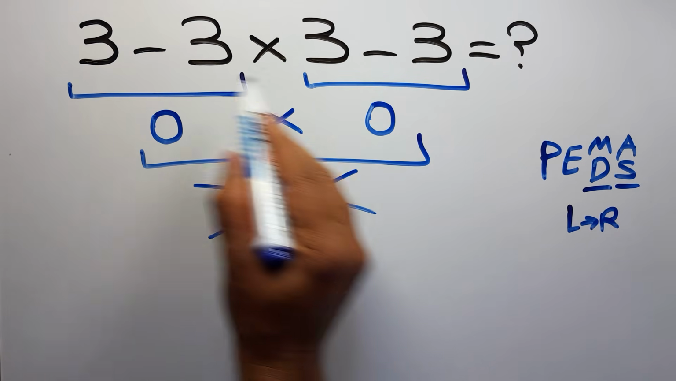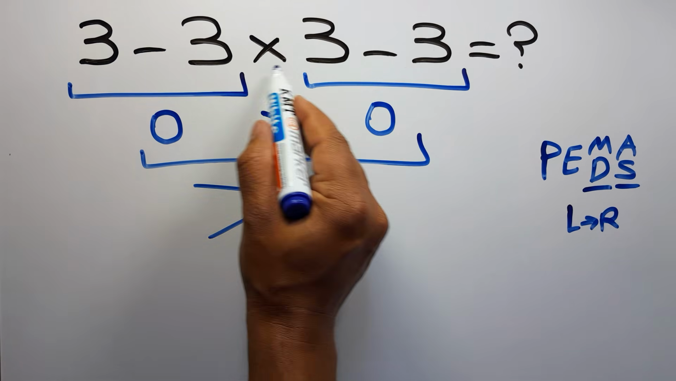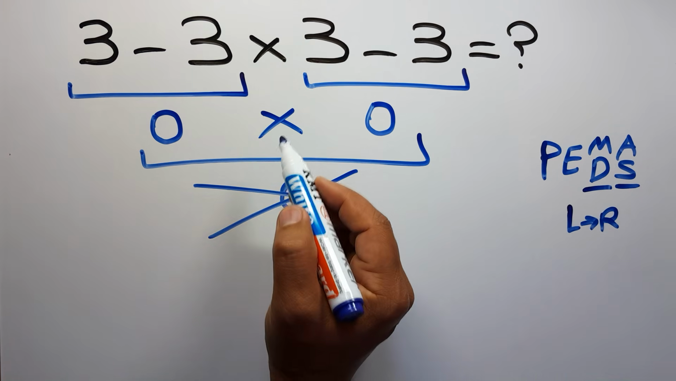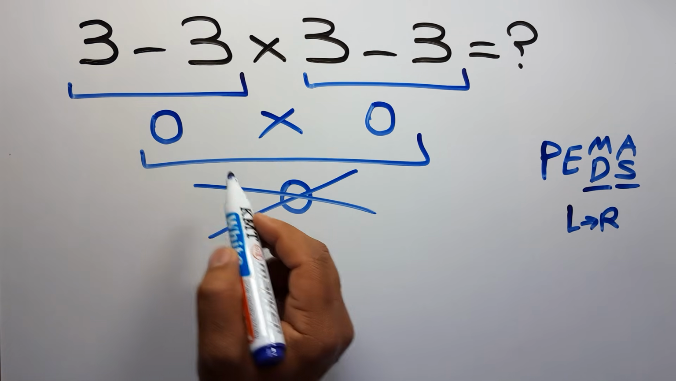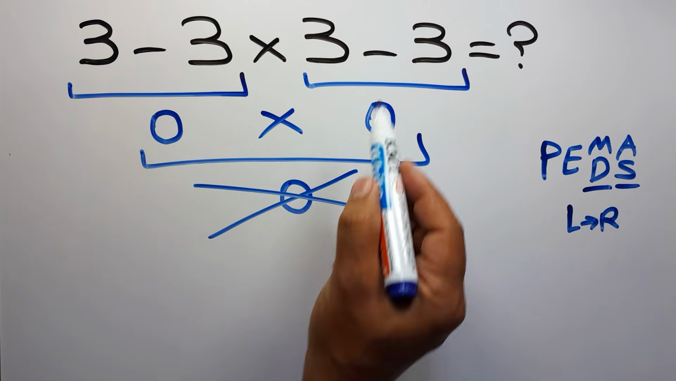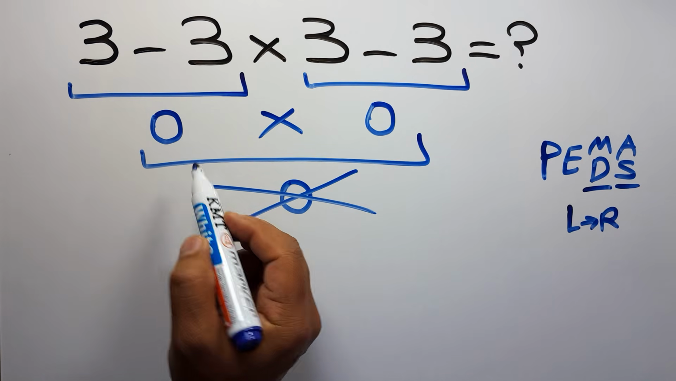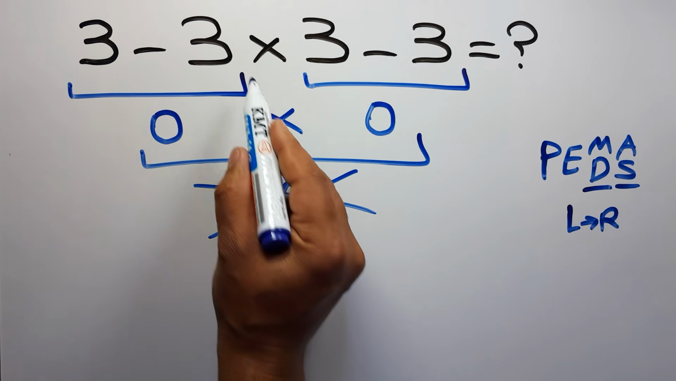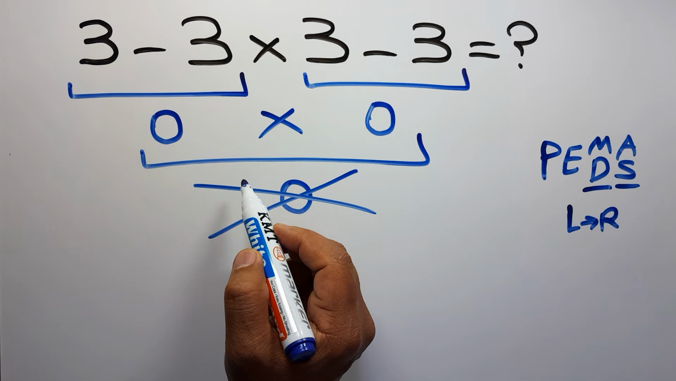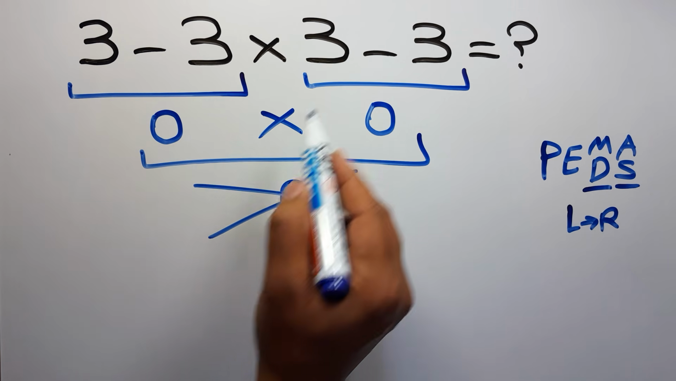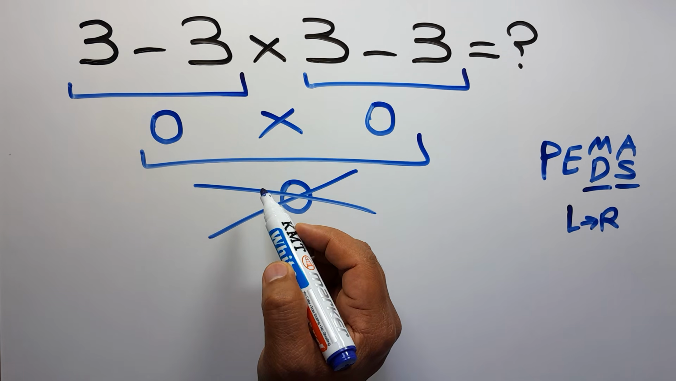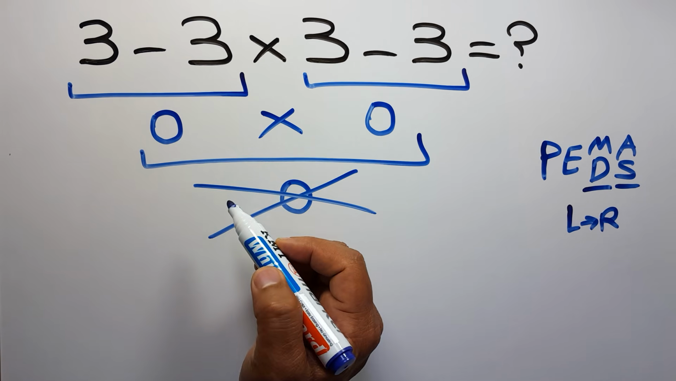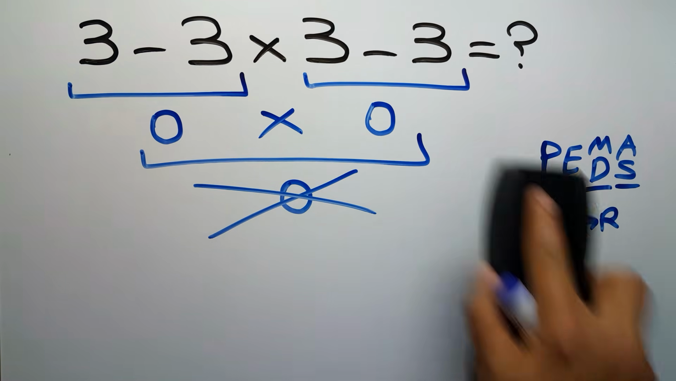In this expression, we have two subtractions and one multiplication. According to PEMDAS, multiplication has higher priority than subtraction. And when we have more than one subtraction in an expression, we have to work from left to right. So therefore, first we have to do this multiplication, then this subtraction, and finally this subtraction. If we do this subtraction or this subtraction before this multiplication, it is wrong.